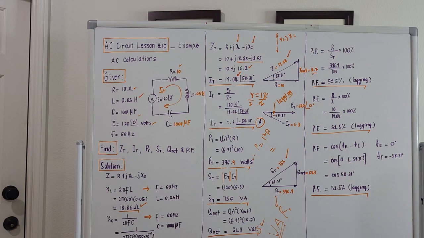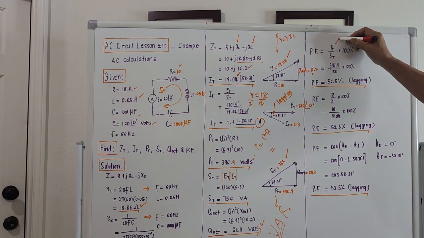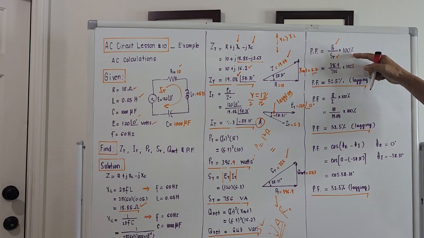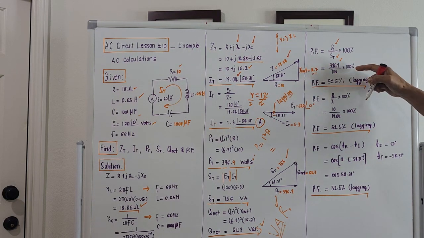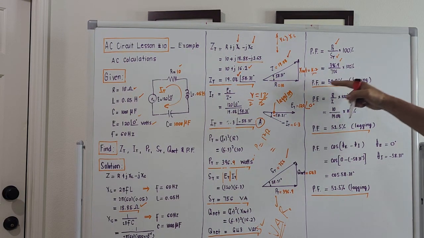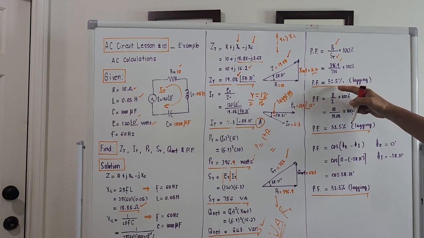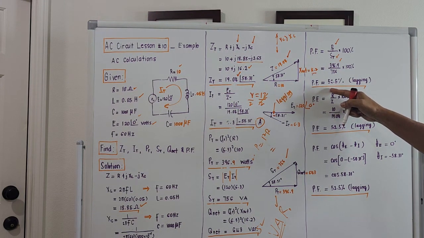Okay? First solution. Power factor will be the ratio of true power over apparent power multiplied by 100%. True power is 396.9 over 756 times 100%. And the power factor is 52.5%. This is too low, okay?